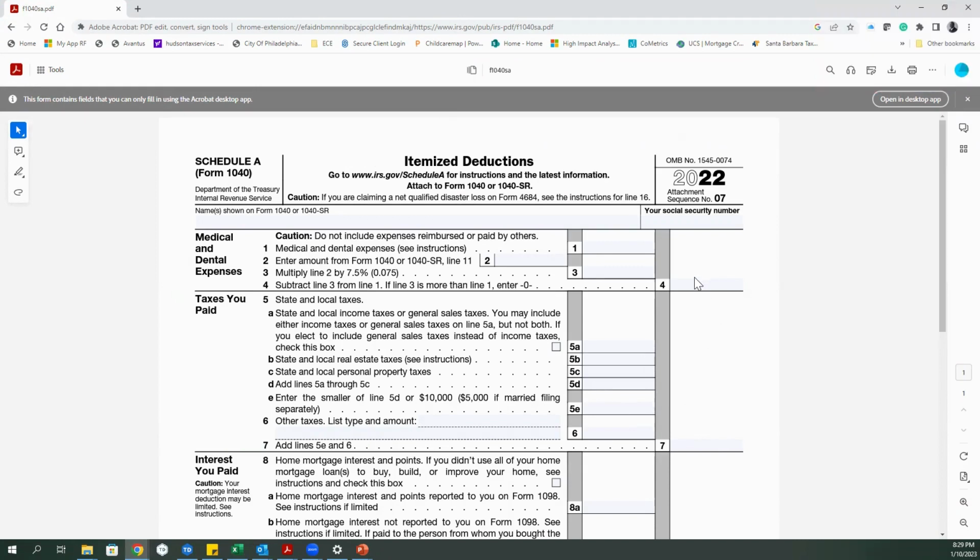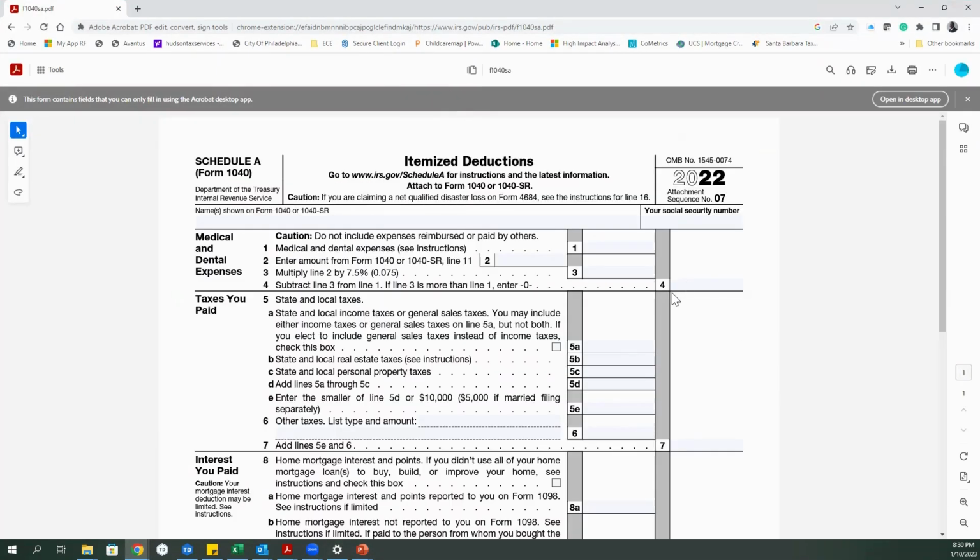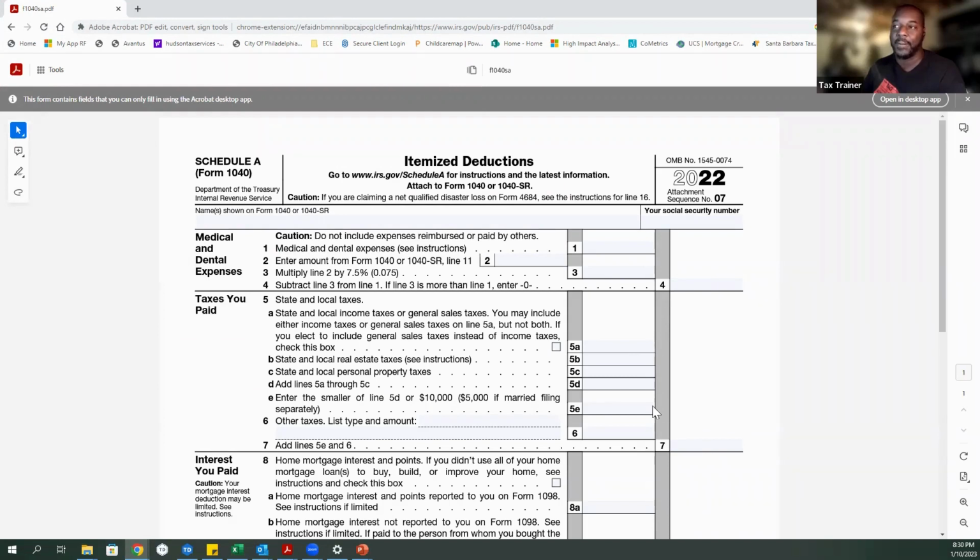My medical, I have 5,175. So 5,175 would be here, and in here would be that $6,200. One thing I want to point out is that when you're dealing with medical, you have a cap of $10,000.